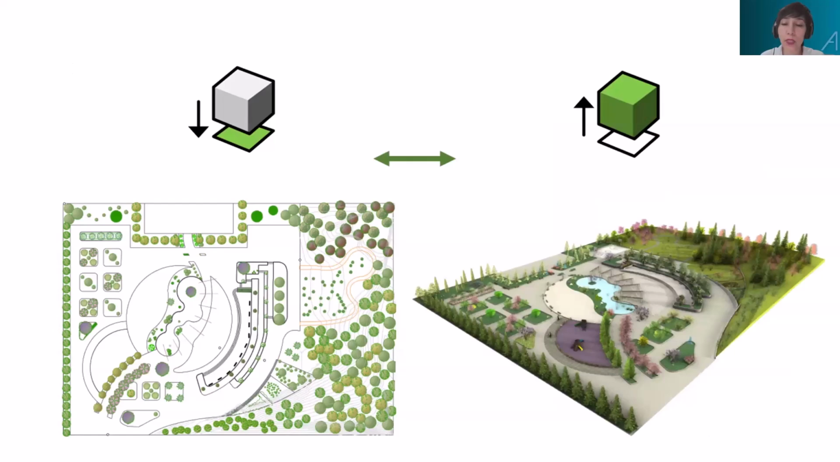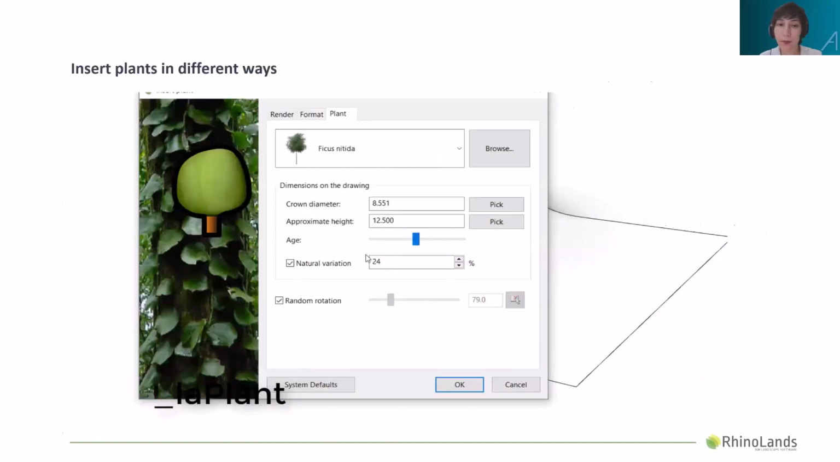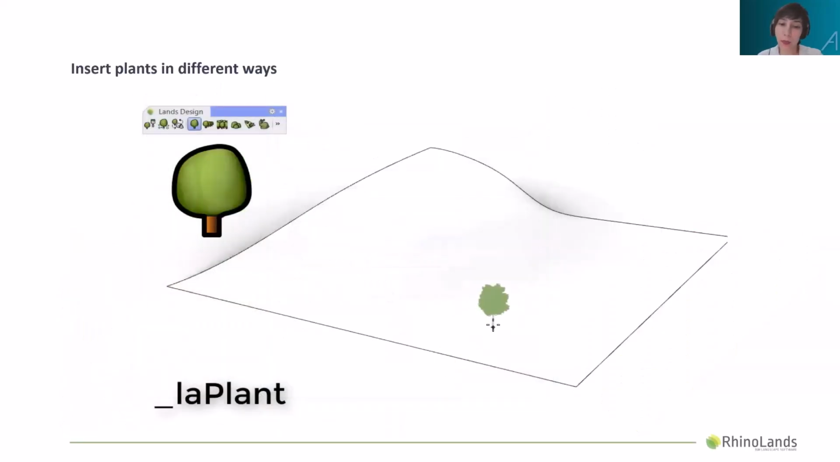Well, the 2D and 3D are linked together, so we can switch between them. And as you see, in 2D, we have different blocks, and in 3D, there are realistic plants. For inserting plants, there are different ways. We can insert them individually.